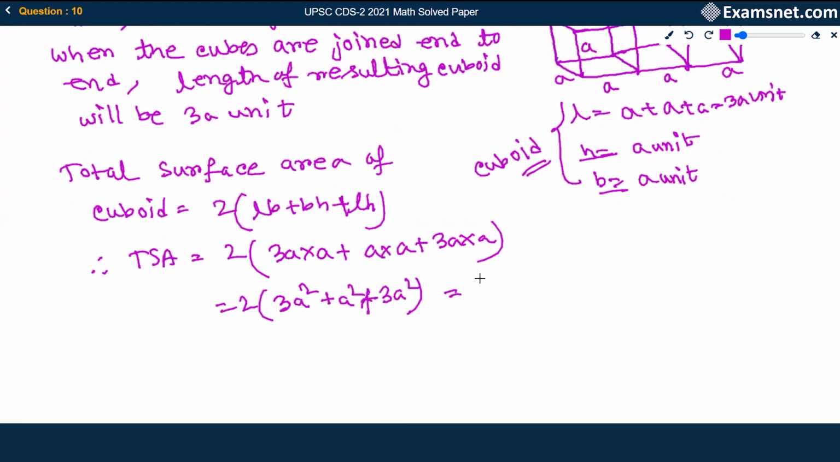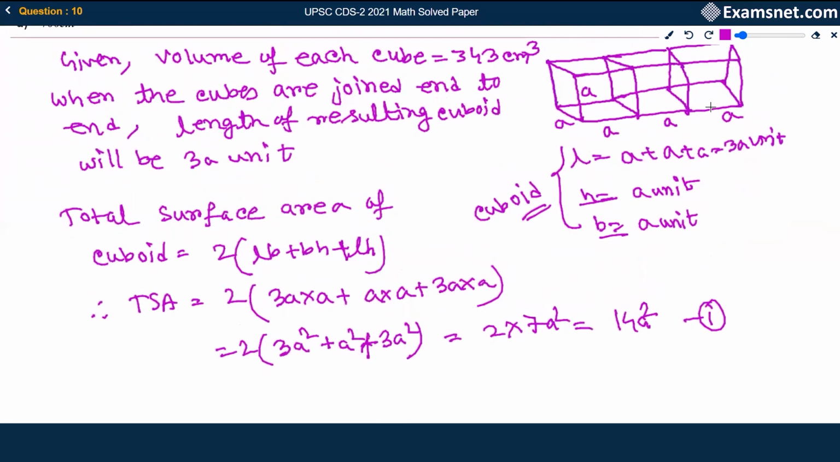Okay, so it will become 7a square, that is 14a square square unit. Let's name it equation number 1, right? Now remember, this cuboid is formed using 3 cubes and we know the volume of each cube is 343. Correct? So what will be the volume for the cuboid? Volume for the cuboid will be the total volume of these 3 cubes, right?